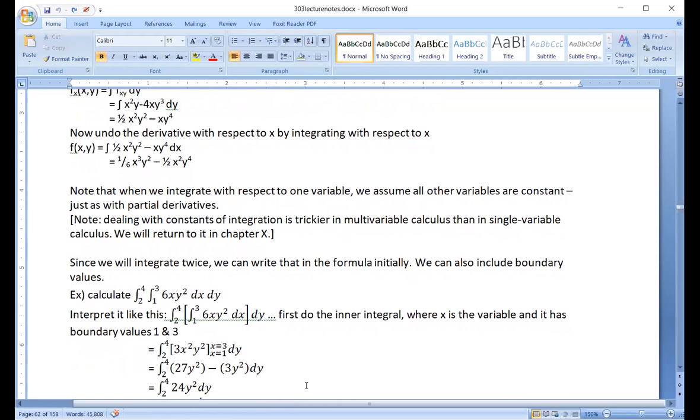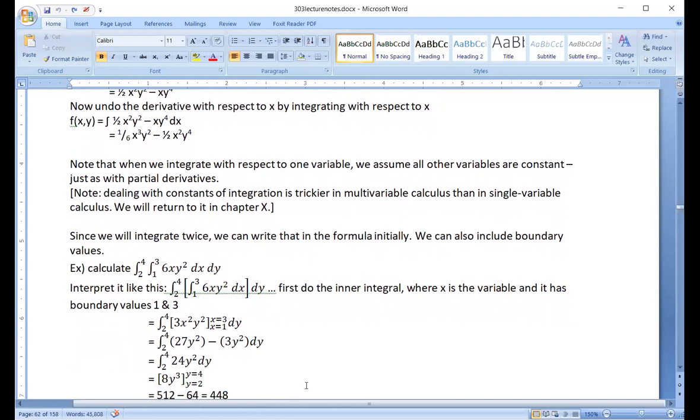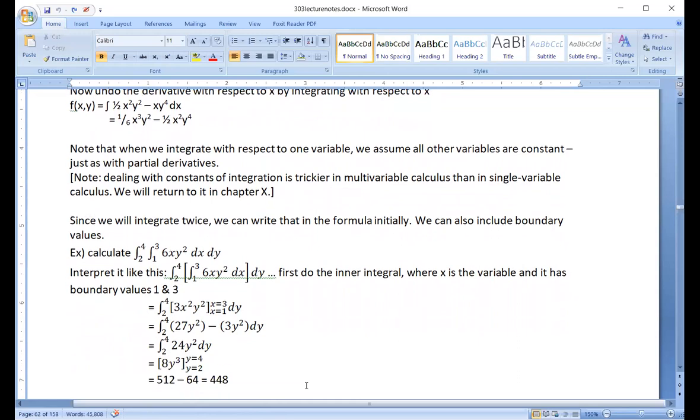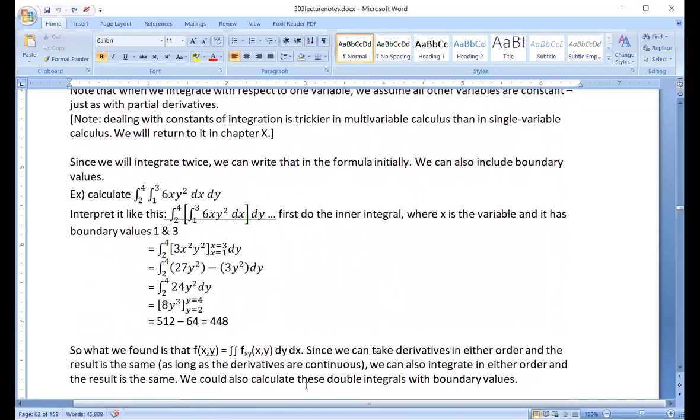And now we're doing the outer integral from 2 to 4, 24y squared dy. So integrate that, you get 8y cubed. Evaluate y goes from 2 to 4. Plug it in, you get 512 minus 64, and you get 448. So this is, very quickly, what it means to do a multiple integral.